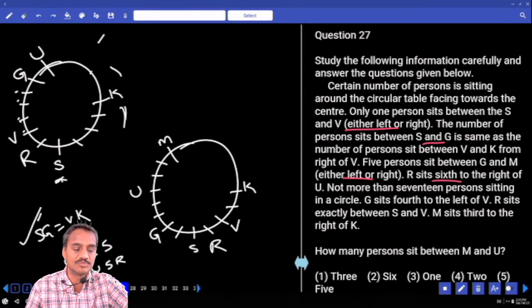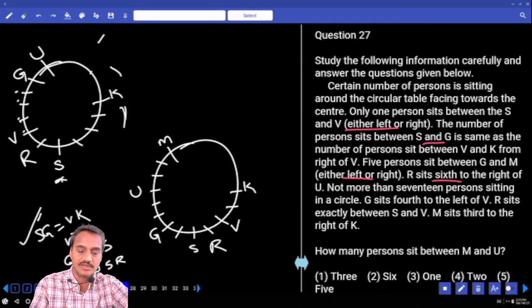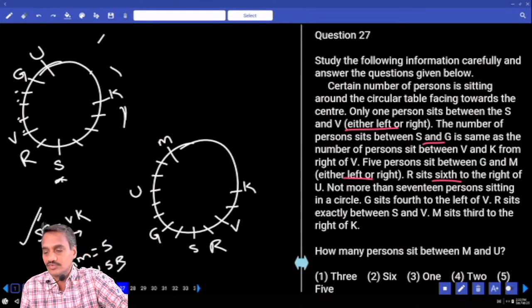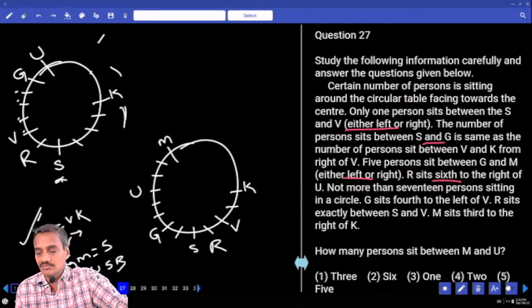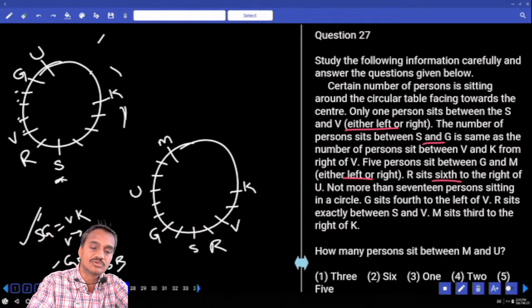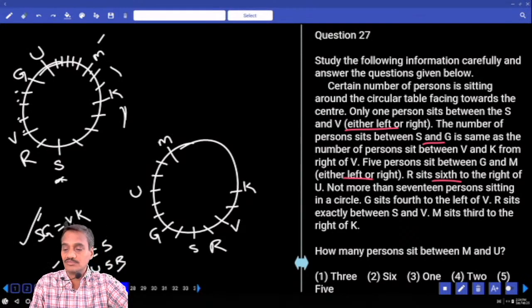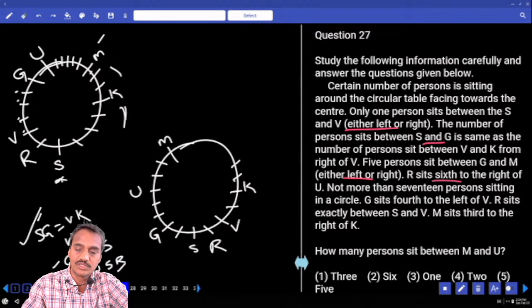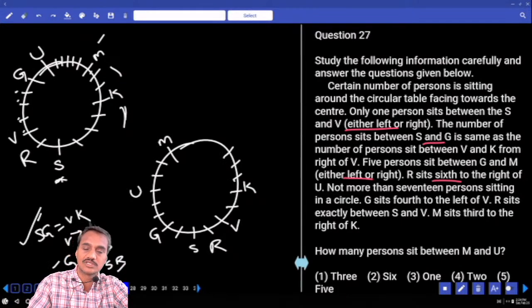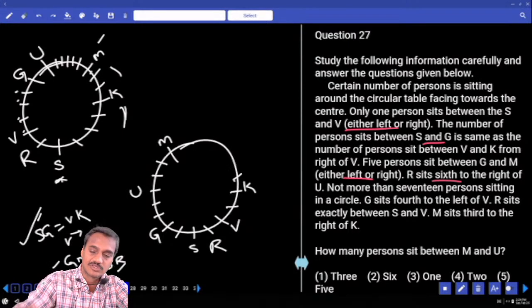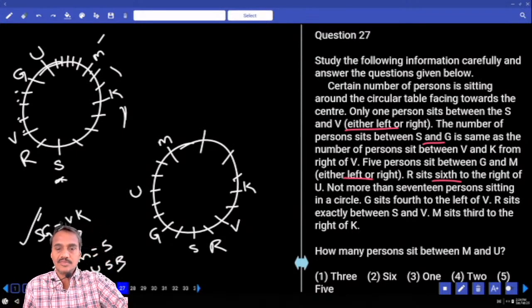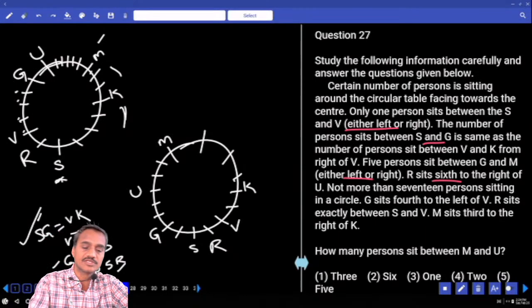R is 6th to the right of U, and in between G and M there must be exactly 5 people. M sits 3rd to the right of K, and M is here. If M is here, in between G and M there are 5 people: 1, 2, 3, 4, 5. M sits 3rd to the right of K: 1, 2, 3. In both the cases, all the conditions are valid.